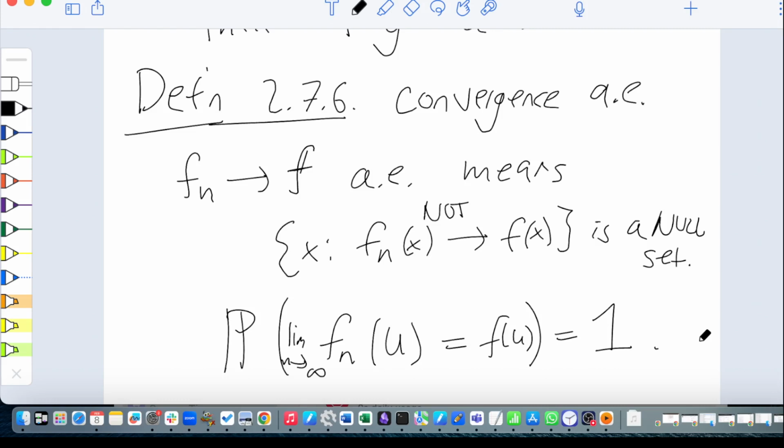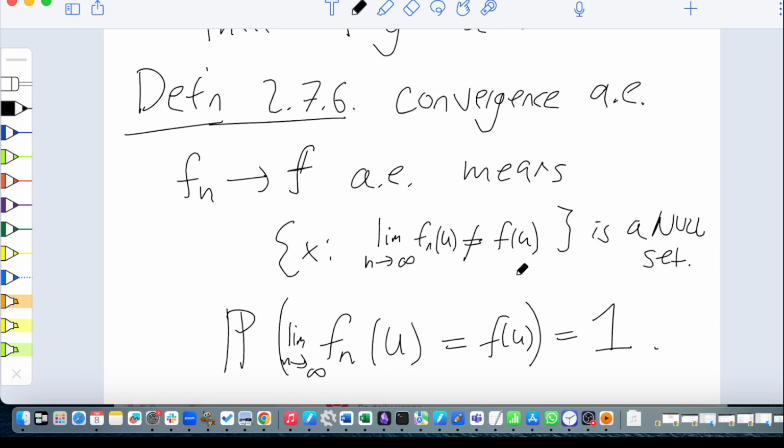Sorry, I don't really understand what you mean by the not. I mean the limit of Fn is not F of X. Okay, let me write it with a not equal. Yes, the limit as n goes to infinity of Fn of U is not equal to F of U. I guess if the limit doesn't exist, that counts as not equal. That's the only thing you've got to be careful of. Okay, yeah, that is more clear. Okay, that's convergence almost everywhere.